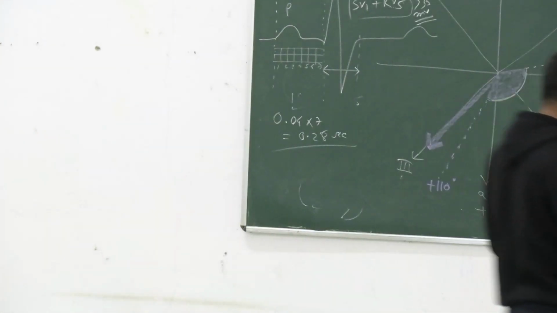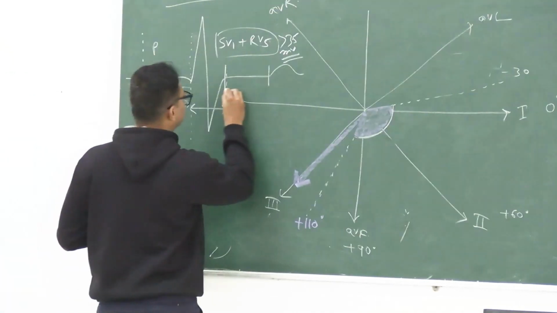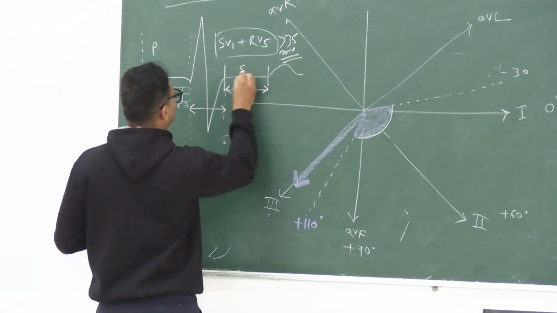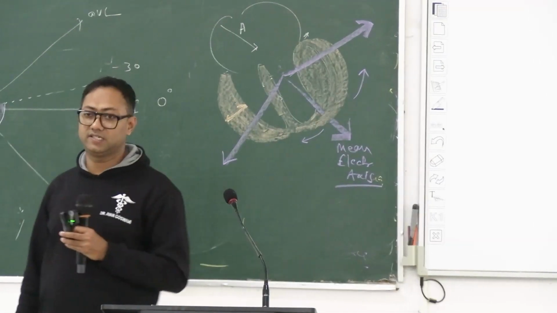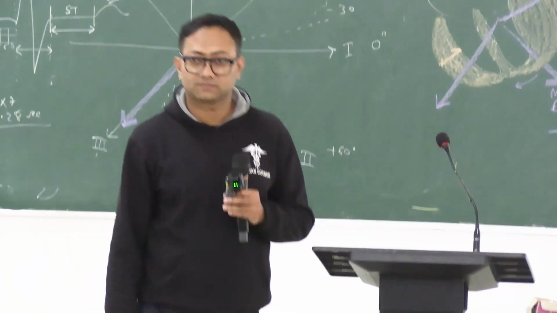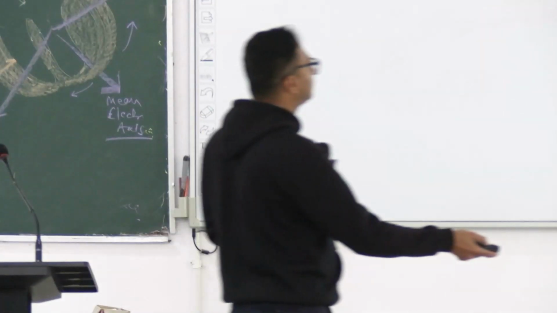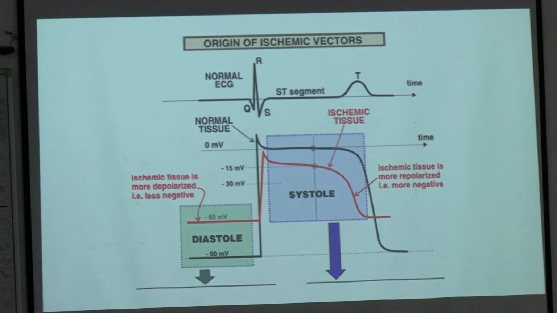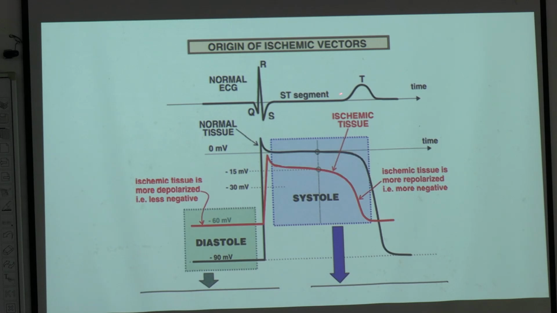We are getting what is the ST segment? This area is the ST segment. Okay, ST segment, and this ST segment should be isoelectric. Why? Okay, see this picture. This is the ST segment, clear? This one is the ST segment. Why is this isoelectric? Because of this plateau phase.